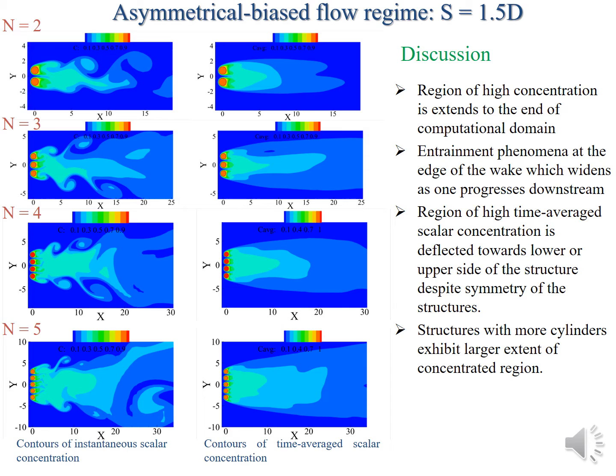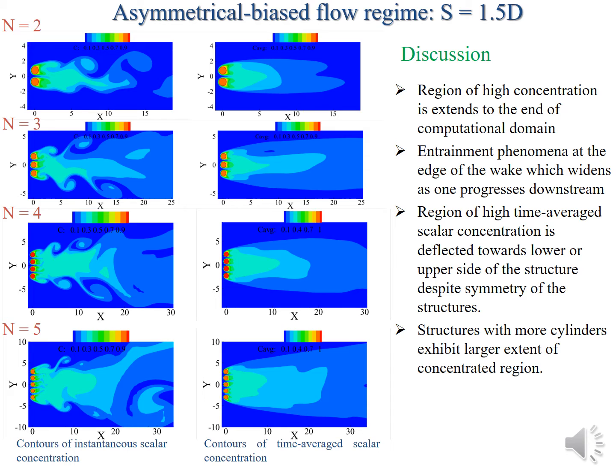So let's go to the asymmetrical biased flow regime at a gap ratio of 1.5. For this case, we find that we have a very high interaction between vortices of neighboring cylinders. And instead of the convection that was dominant in the single body flow regime, now we have entrainment at the edge of the wake. So we have a lot of entrainment at the edge of the wake, as you can see in the instantaneous vortices.